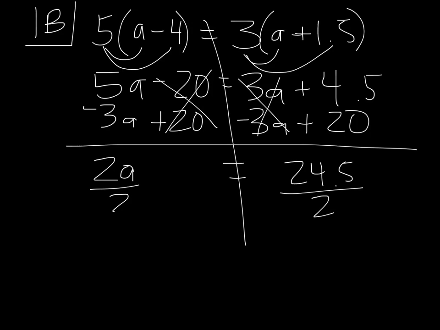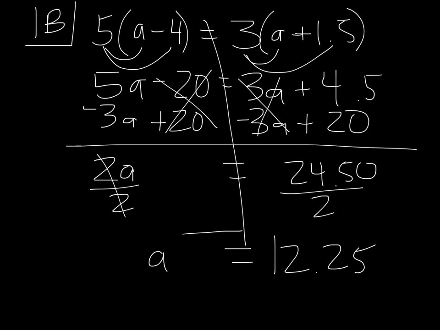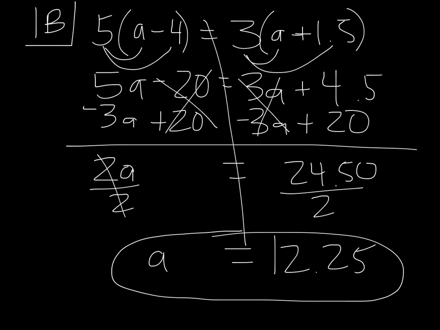Last step, to get a all by itself, divide by 2. Luckily for me, I know what that is. That is 12.25. If you have $24.50, if you divided that in 2, you'd have $12.25. So A is 12.25. And again, you can always check your solution by plugging it in there and there and seeing if both sides are equal.